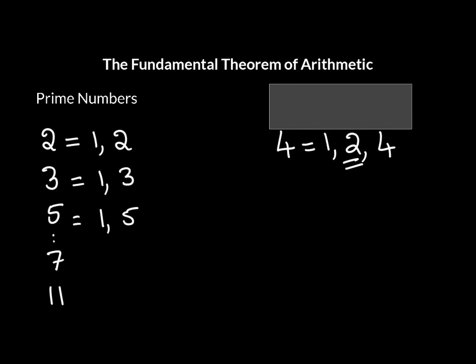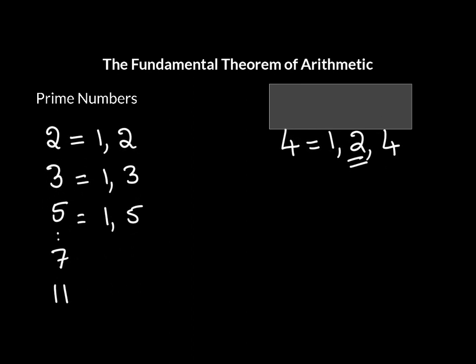Similarly, let's take 8. The numbers that can divide 8 are 1, 2, 4, and 8. Since there are other numbers that can divide 8, 8 is also a composite number. And there are infinite composite numbers. So now we understand what prime numbers are and what composite numbers are. Let's move on further.